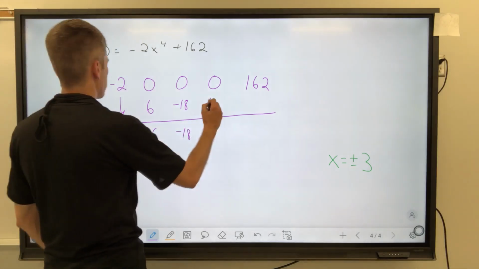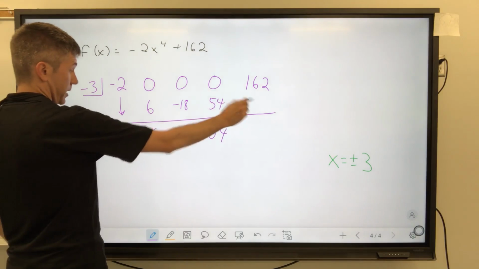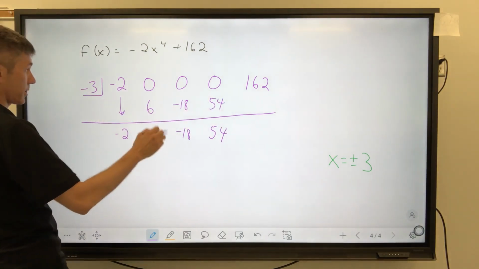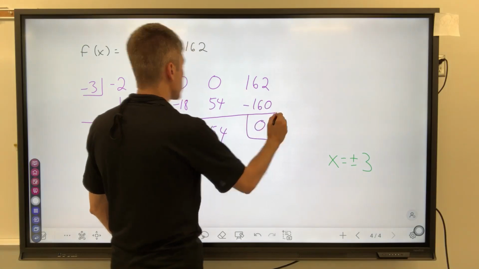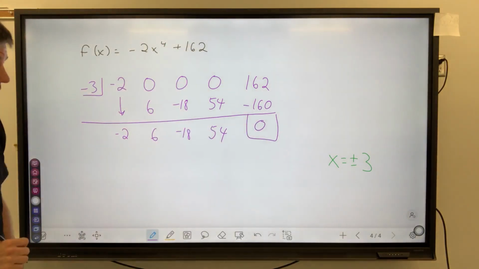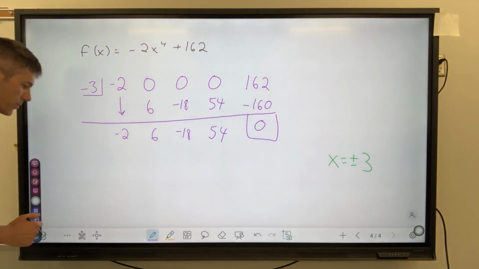54. My goodness, not 56, 54. This better be -162. You multiply those, you're going to get -162. Absolutely. Because -3 was a root, we divide that out, we get 0. I said we divide the 3 first. Divided the -3 first instead.